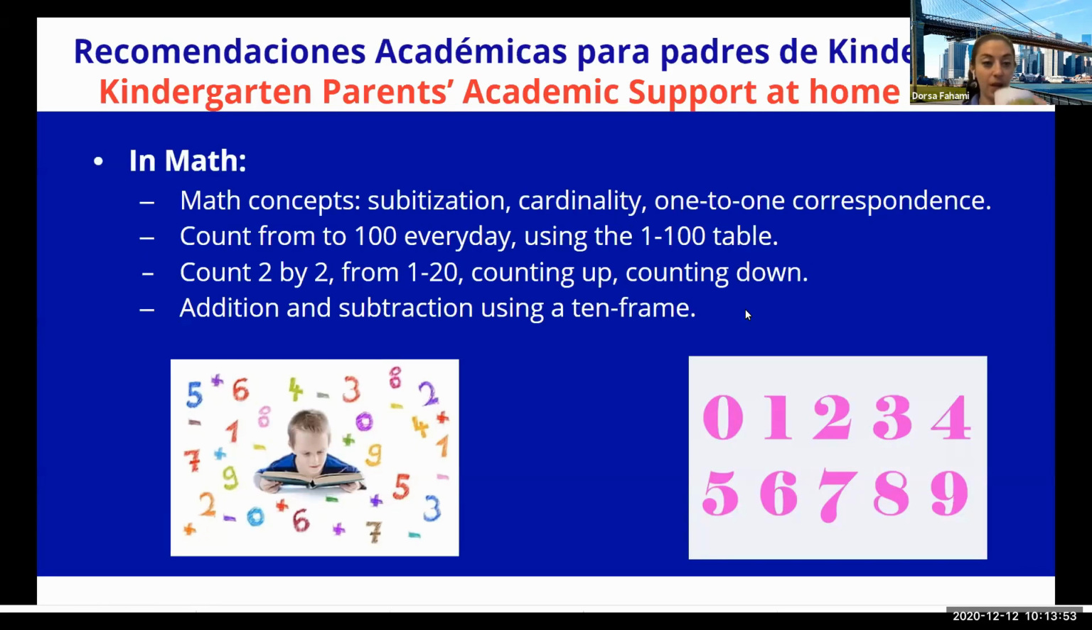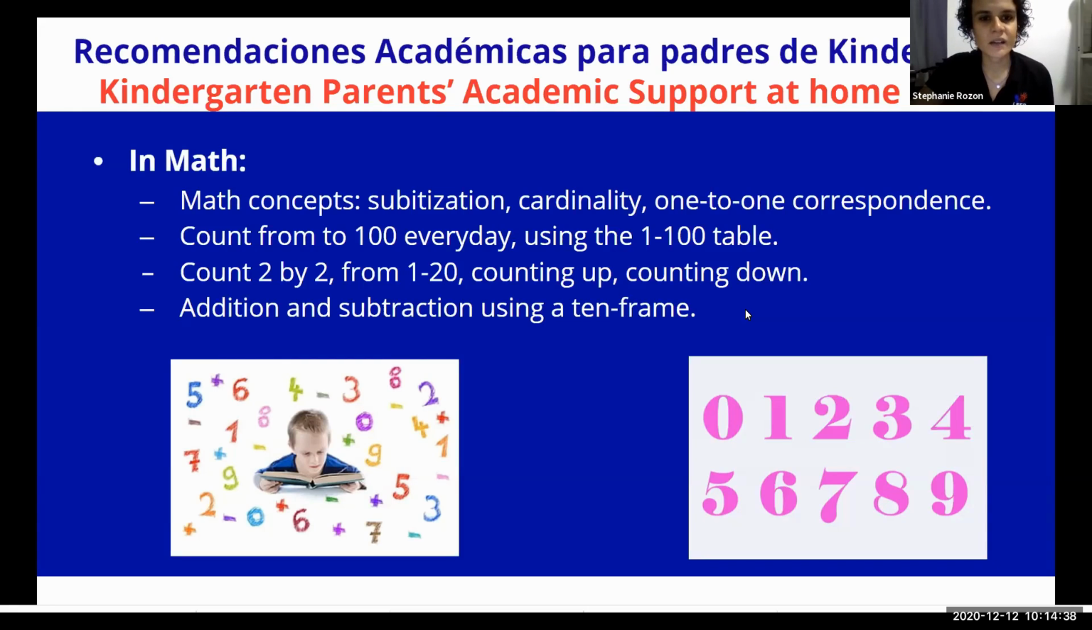Hello. In math, it is good to practice some concepts such as subitizing. Subitizing is, for example, showing your child three dots and for them to automatically know that it's three dots, but they don't have to count one by one, and then they can continue counting forward. Cardinality, which is knowing that it's one-to-one correspondence, which is knowing that one object counts as one number. And cardinality, moving forward.